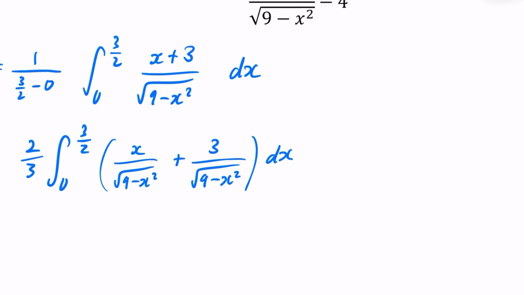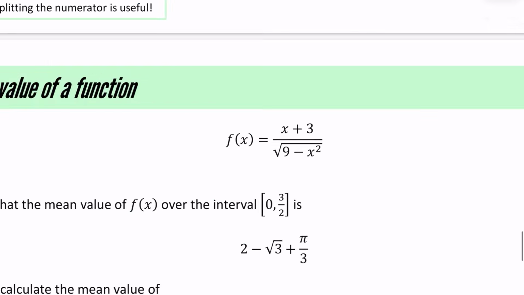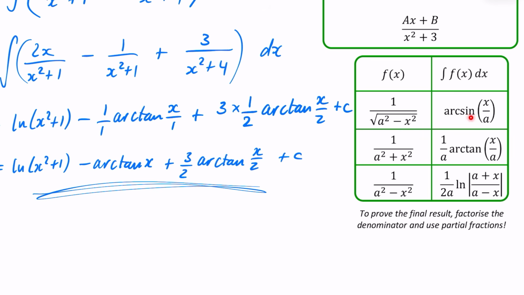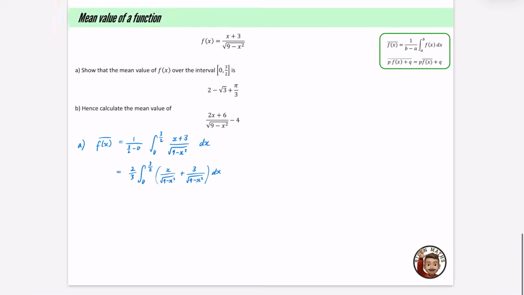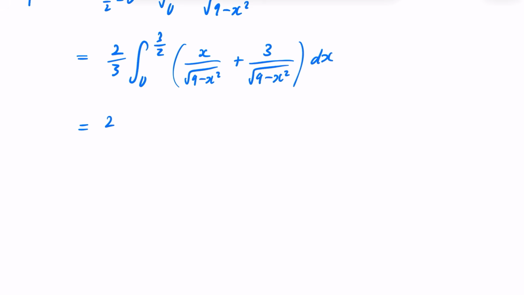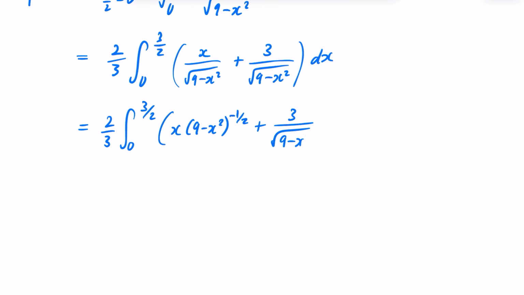This one looks just like the formula for sine, apart from it's got a 3 in the numerator. The other one we need to be a little more thoughtful about, and this is where it can be a good idea to write it in index form instead. So if I write it like this, x times 9 minus x squared to the minus a half, and this other one I'm going to keep the same because it's already in a form that we like the look of.